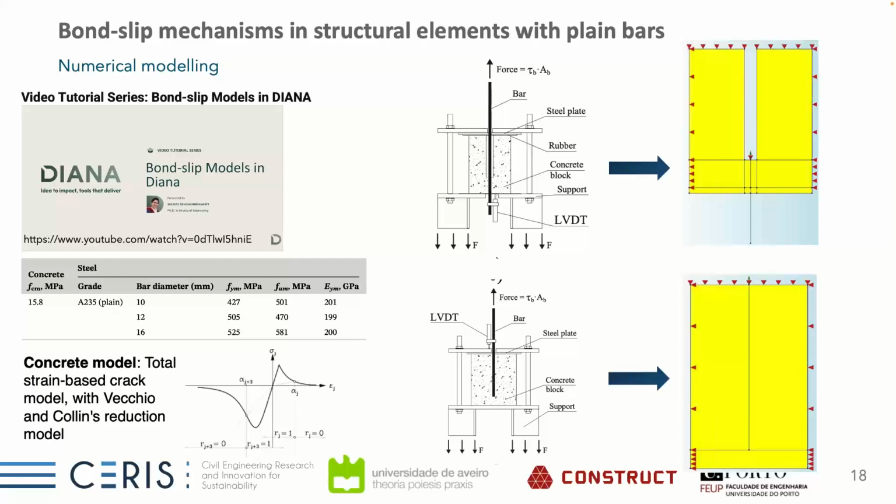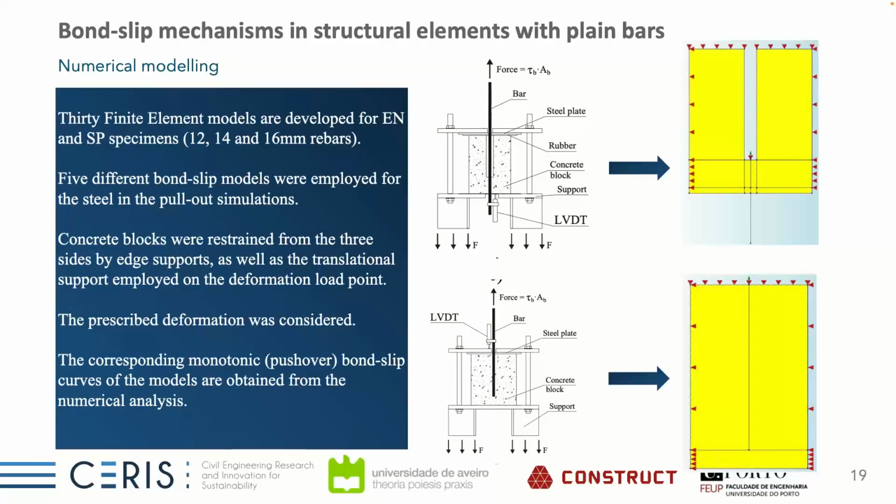So I will not go into detail on how to model these tests, because you have a very good video in the tutorial series of DIANA, the bond slip models in DIANA. It's a very, very good tutorial that will guide you during the modeling of this type of tests. So we follow exactly the same tutorial, so I will not spend time repeating the same things, but just to state that we use the concrete model with a total strain-based crack model, considering the properties that we have for the concrete, and then we start modeling the bond slip elements, the bond slip models for the different tests. Of course, we were adjusting our parameters to fit in the best way the experimental results that we have.